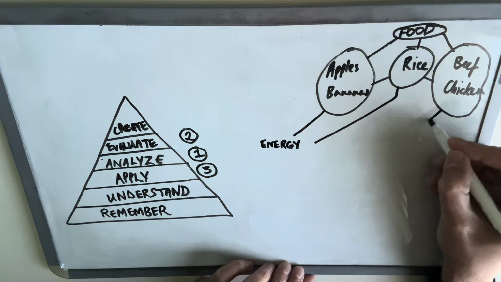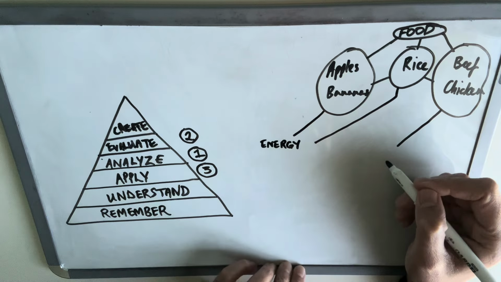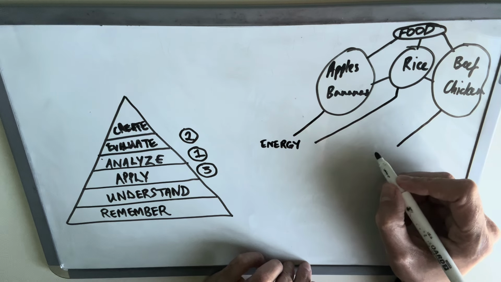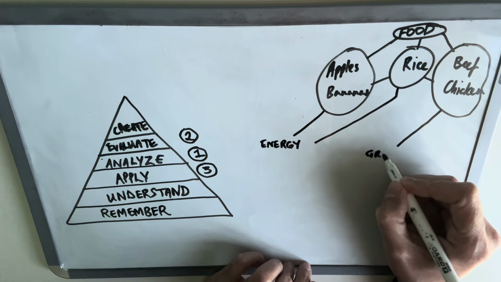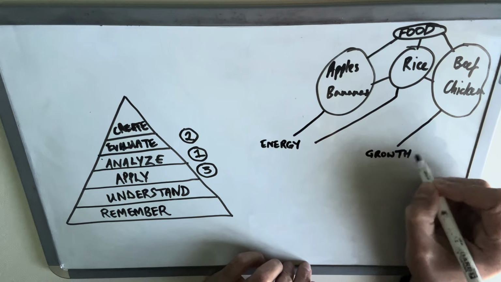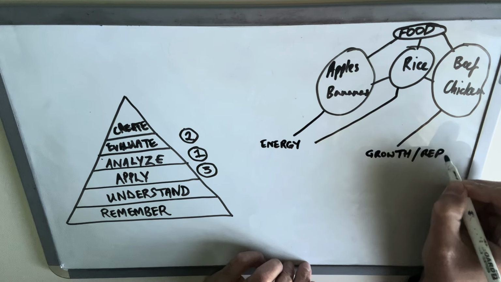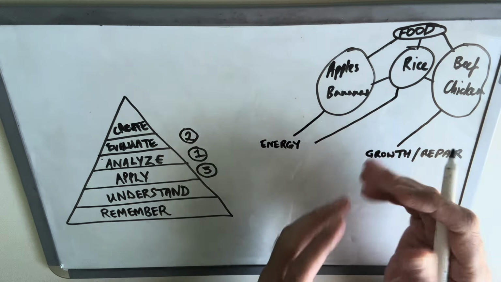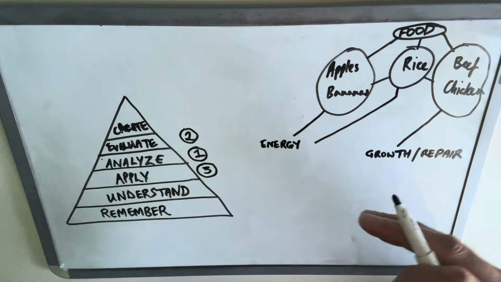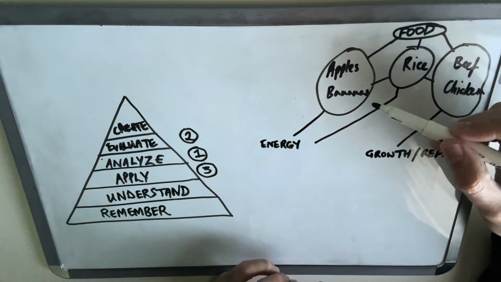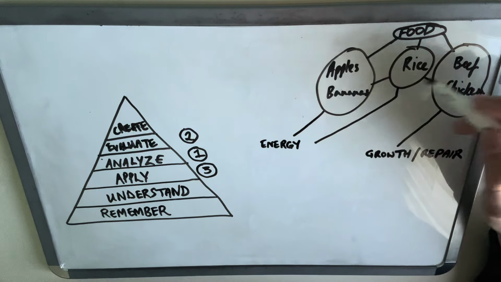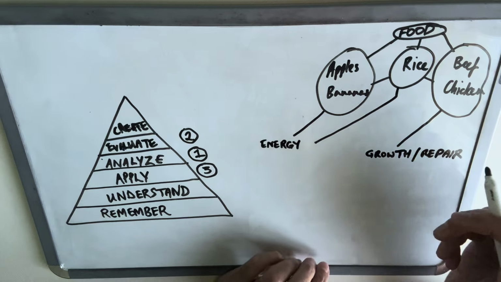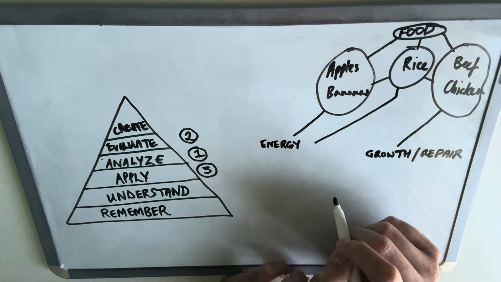Then, of course, beef and chicken are not primarily foods for energy, but they're foods for building the body, repair, growth, and so on. So you can write growth/repair here. And this is the stage now where, rather than just seeing what each group contains and which terms fall into what group and how they're all connected, now you can also see what are their relative effects. What does what, basically. And that's very important.